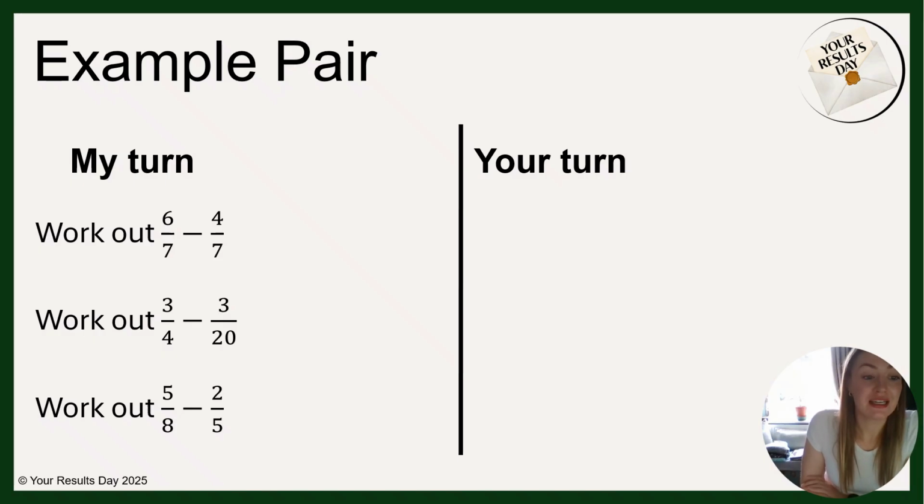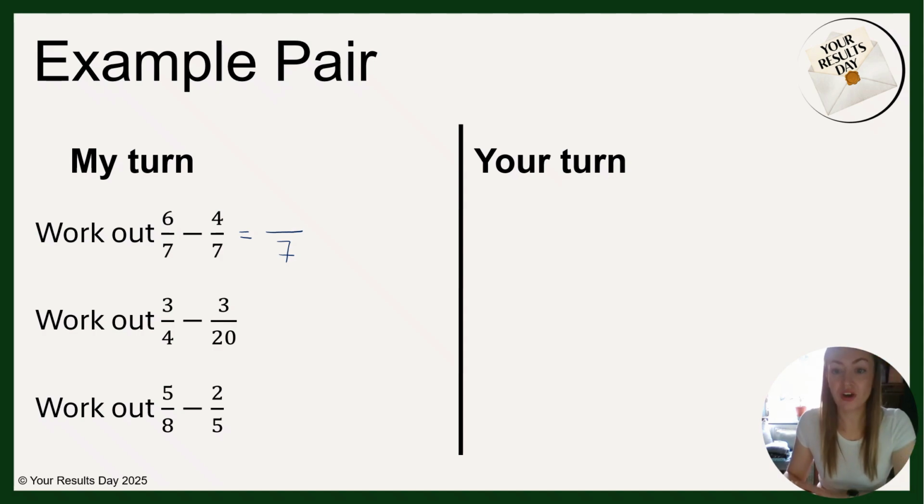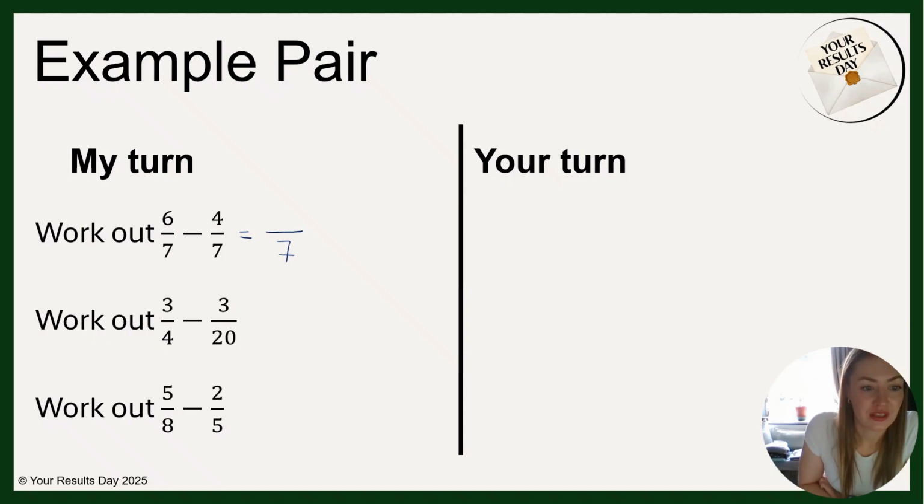Subtraction works in exactly the same way as addition. So we still need a common denominator. We've already got a common denominator of 7, and this time we've got 6/7 take away 4/7. Well, if I had 6 of something, in this case 7ths, and I take away 4 of those, I've got 2 left. So the answer to this one is 2/7.